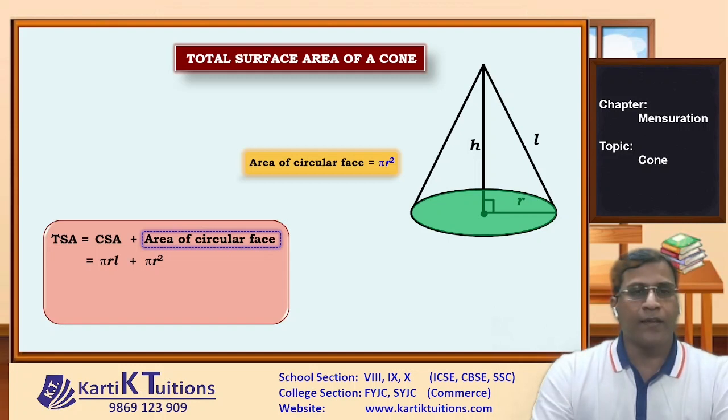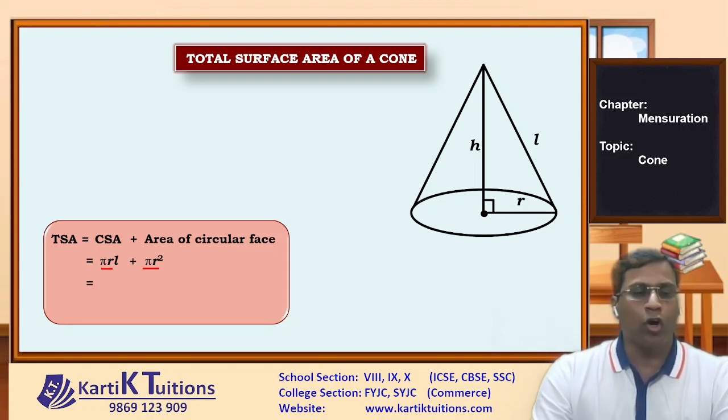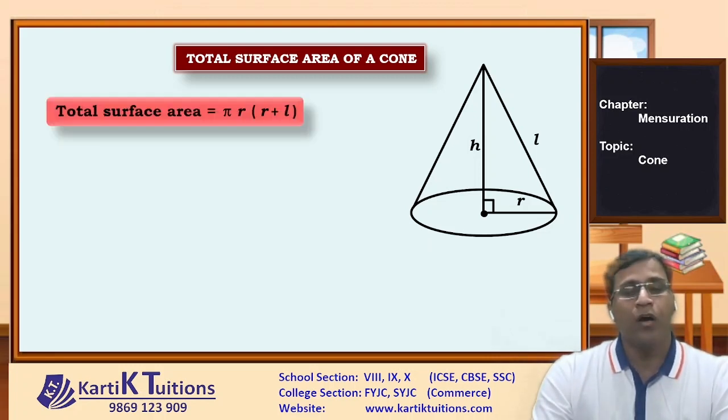Is there something common in both? Look carefully. Yes, pi r is common in both the terms. So when we take pi r common in a bracket, we get l plus r. So the total surface area of a cone is pi r into r plus l. That is the formula for finding the total surface area of a cone.